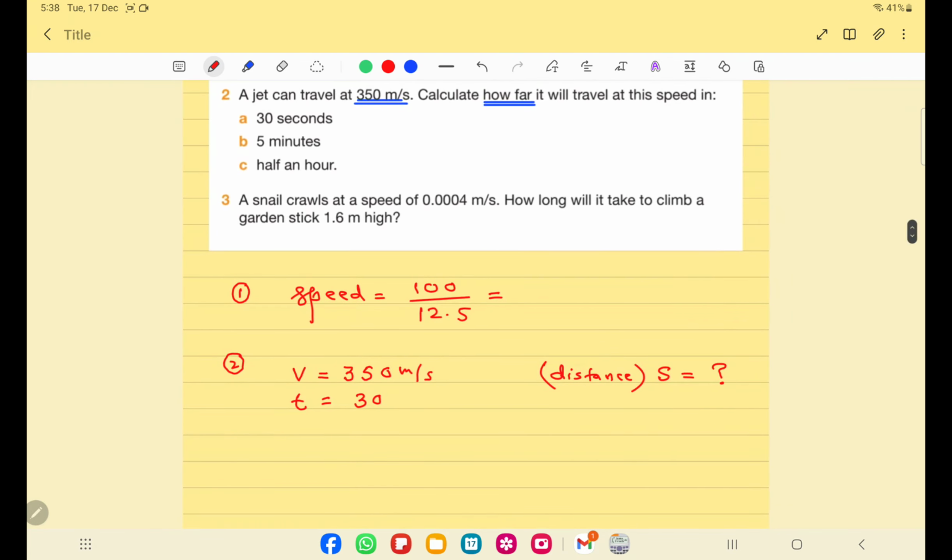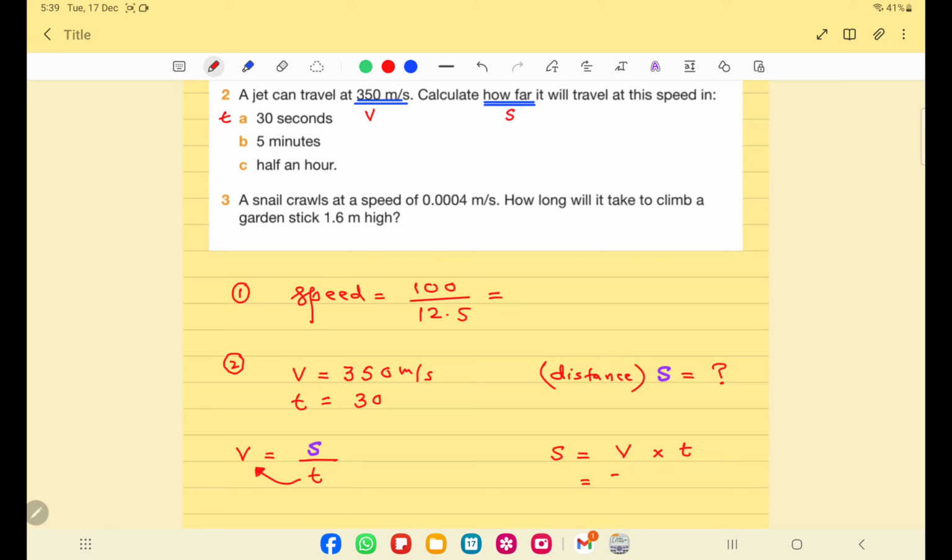We are given speed. Speed is denoted by V. How far? It means we have to calculate distance. We are given time. Time is 30 seconds. And what is the formula? The formula is speed equals distance divided by time. If we have to calculate distance, then make distance the subject. So this time will be shifted to the other side. So S equals V into T.